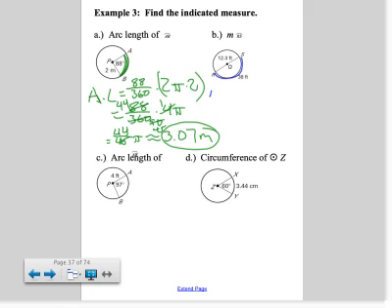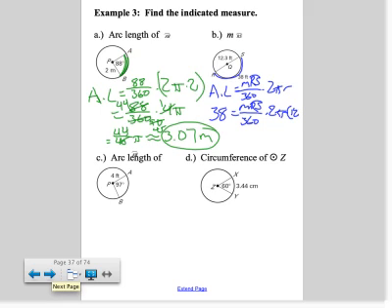But here's what I do know. I know that arc length equals the measure of the arc, so the measure of RS, divided by 360 times 2 pi r. It looks like they're telling you that the radius is 12.3, and we know the arc length is 38. So 38, the arc length, equals the measure of RS, which is what we're trying to find, divided by 360 times 2 pi times 12.3.